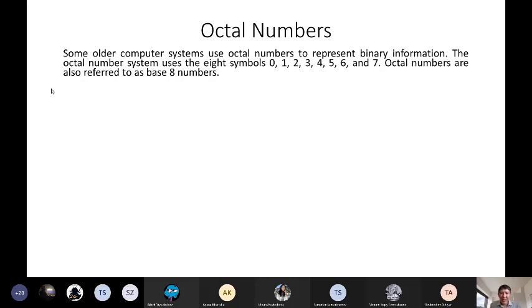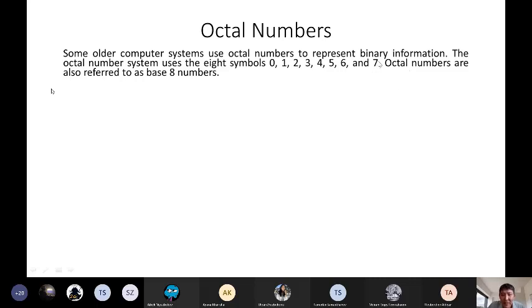So guys, I said that, for example, if we take one digit, one symbol of hexadecimal numbers, it will represent 4-bit information. But in this case, what do you think? One symbol, one digit of the octal numbers, how many bits? 8? No, it contains 3-bit information. That's it.